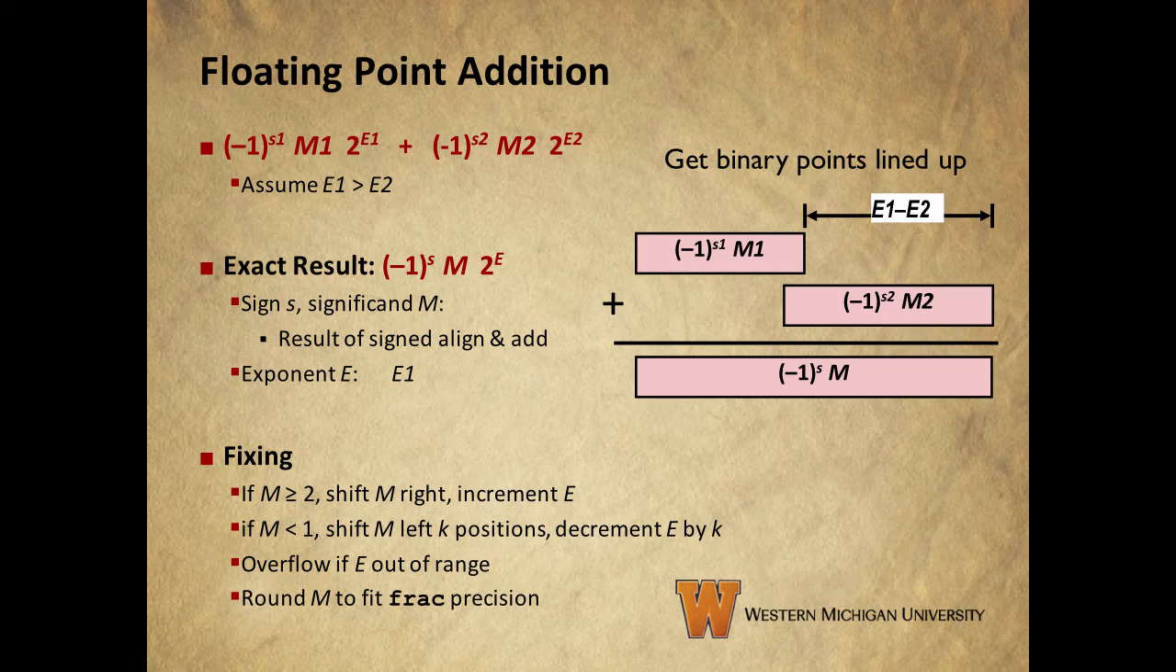Fixing ends up much the same as with multiplication. If m is greater than or equal to 2, we shift right and increment e. We also have to see if m is less than 1. If so, we shift m left and decrement e by however many positions we shift m by. As with multiplication, we overflow if e is out of range and round m to fit into the frac field.